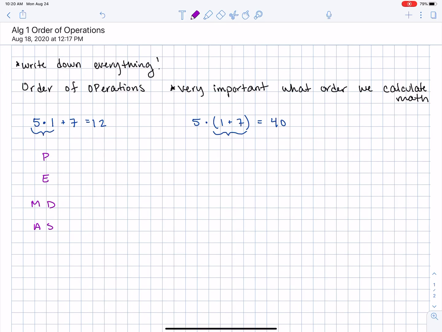So P stands for parentheses. Now, some of you might call these grouping, or it might be G. And that's because these parentheses or grouping symbols might look a little different. Sometimes you have parentheses, sometimes you have brackets, sometimes you have these braces. Sorry, mine aren't very good. And even sometimes they're invisible.